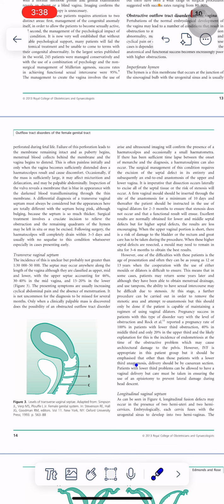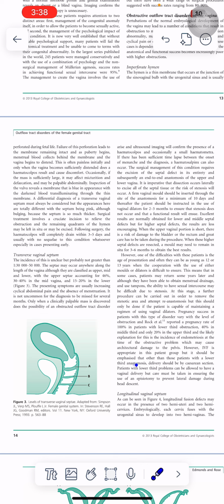Then the other thing is the longitudinal vaginal septum. This is the transverse, and what is the longitudinal? A longitudinal fusion defect may occur in the presence of two hemiuteri and two hemicervices. Embryologically, each cervix fuses with the urogenital sinus to develop into a hemivagina. We can see this in the diagram. You can see this longitudinal septum. Sometimes it is at the cervix, and sometimes it extends lower down. So the septum that divides these may be partial or complete. So this one is partial and this one is complete.